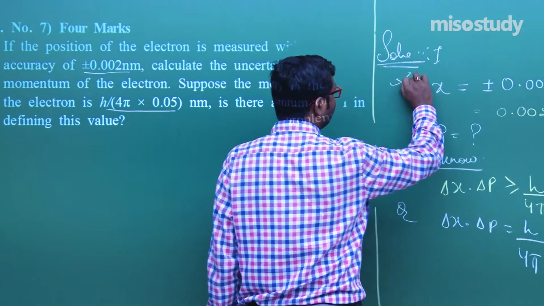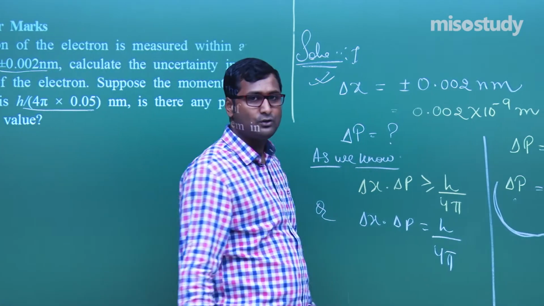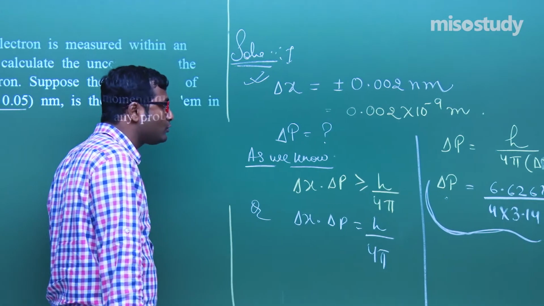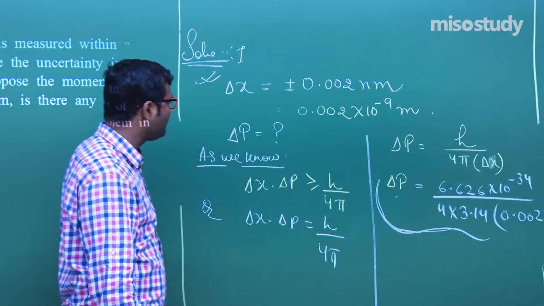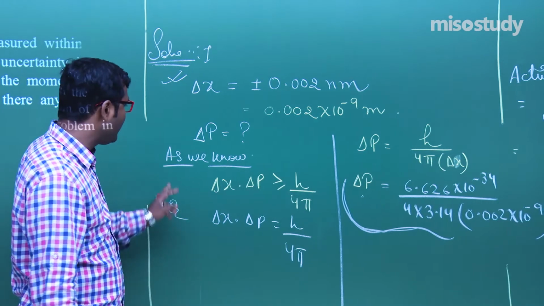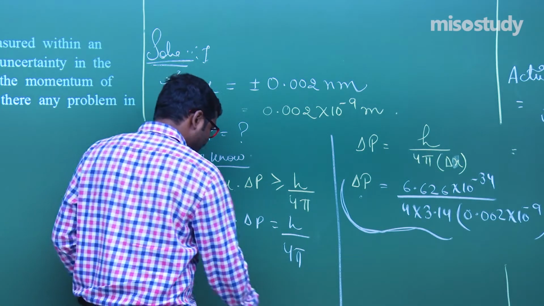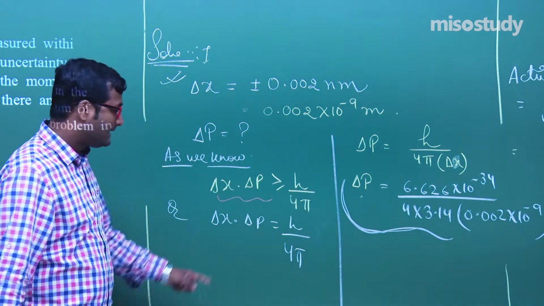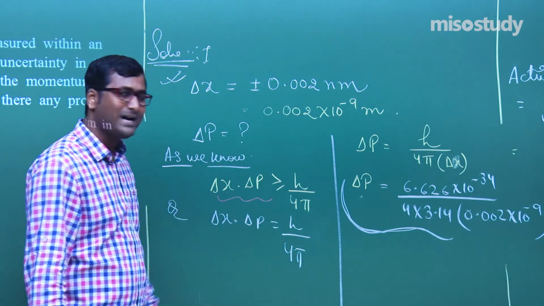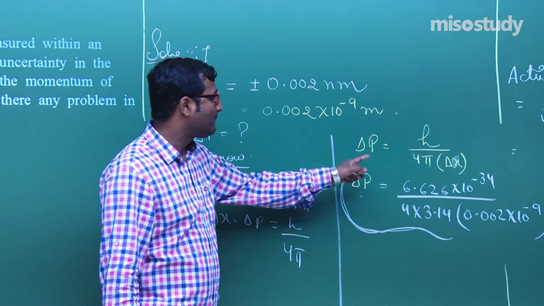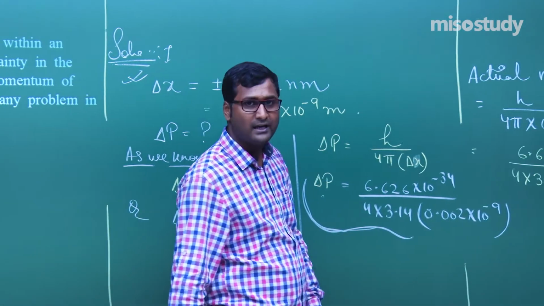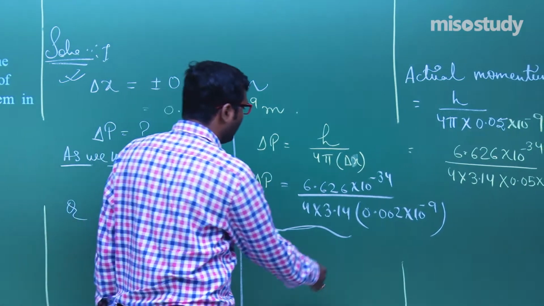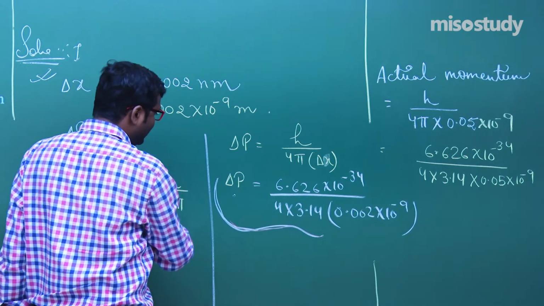That is given here: delta x is 0.002 into 10 to the power minus 9 meter. We need to find delta p. As we know, delta x into delta p is greater than or equal to h upon 4 pi. Delta x into delta p is equal to h upon 4 pi, and delta p is equal to h upon 4 pi into delta x. Put the value, we get delta p, and this is the first part.